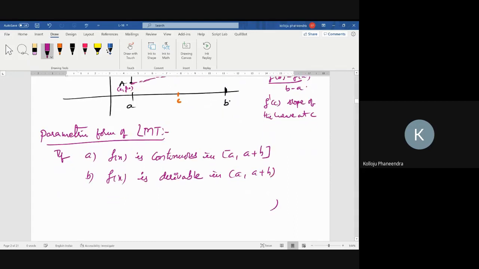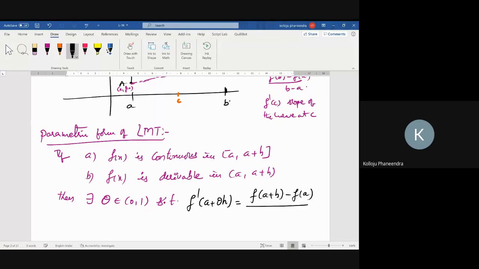Then there exists theta. Parametric form means not C. Theta belongs to 0 comma 1 such that f dash C, in place of C, what is the value? A plus theta h. Don't forget this. F dash of A plus theta h equal to f of B minus f of A by B minus A. You will get h, since B minus A, that is A plus h minus A, gets cancelled, and by h. This is the parametric form of Lagrange's mean value theorem.